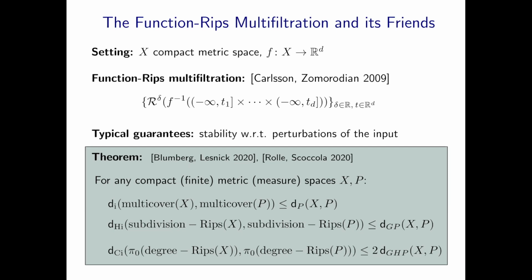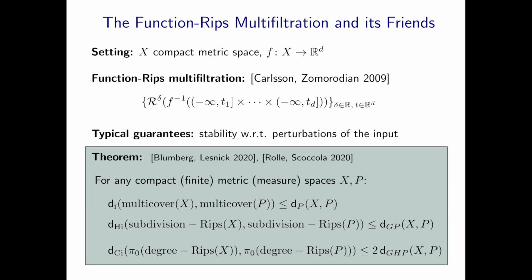So these results are of the form, if I perturb my input data, how is the module that I produce in homology from this multifiltration going to be perturbed, and in what metric? Okay, so that's what people have been doing. They were really interested in the stability properties of this construction.